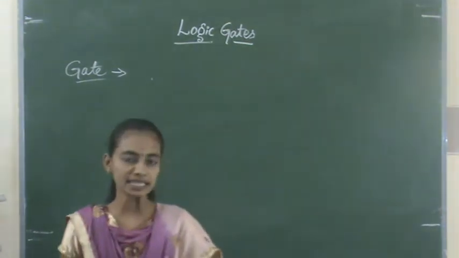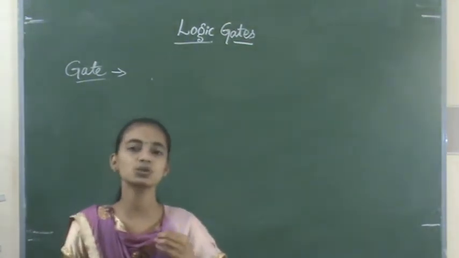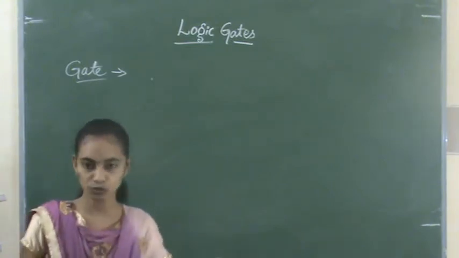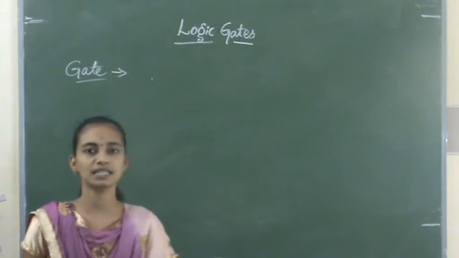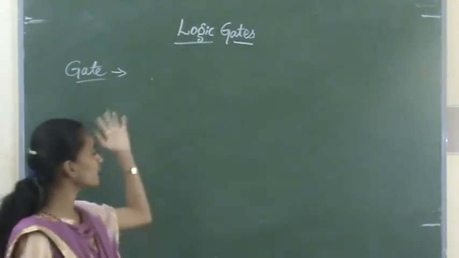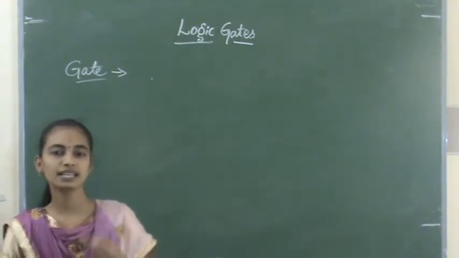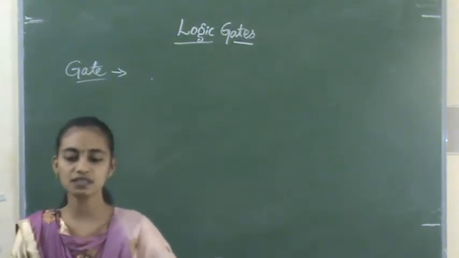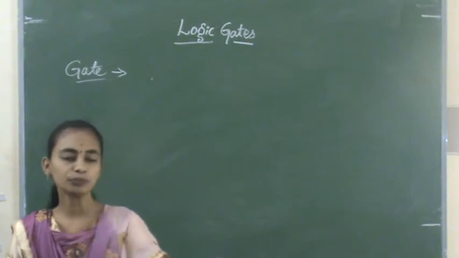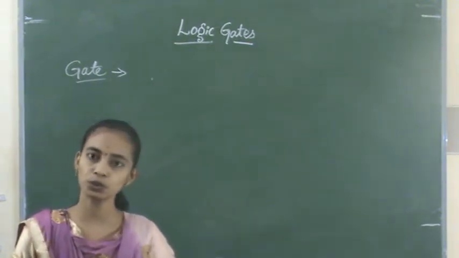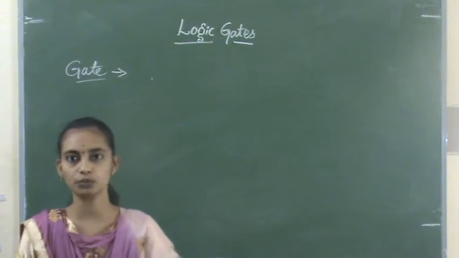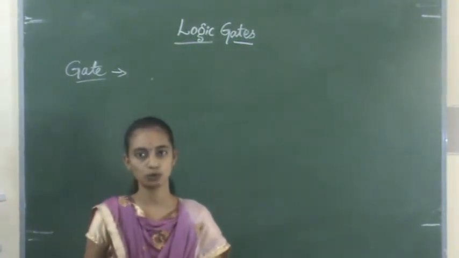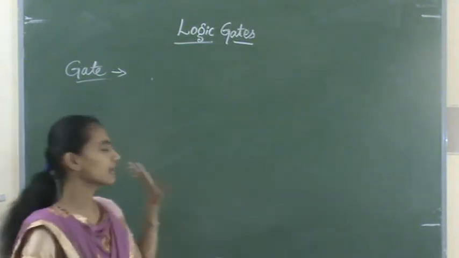It accepts one or more, meaning two or more, input signals. So it will accept input signals and produce a single output signal. That we call a gate. So a gate is a simple electronic circuit which accepts inputs, meaning it may be two inputs or more than two inputs, but it produces only a single output signal. That we call a gate.